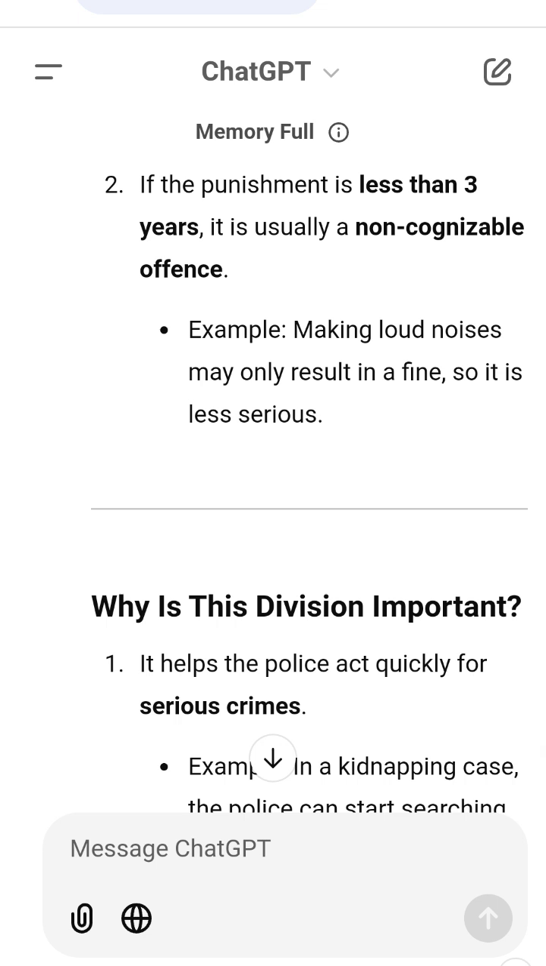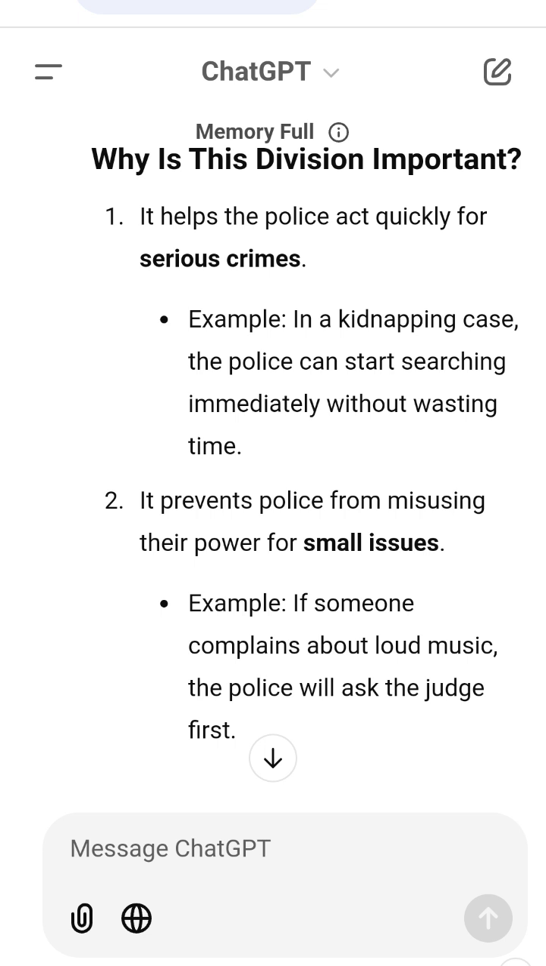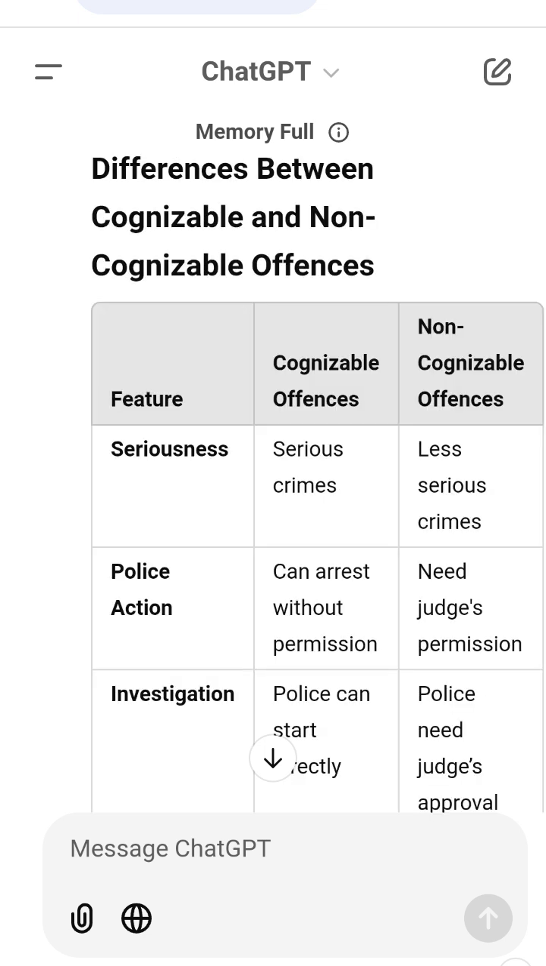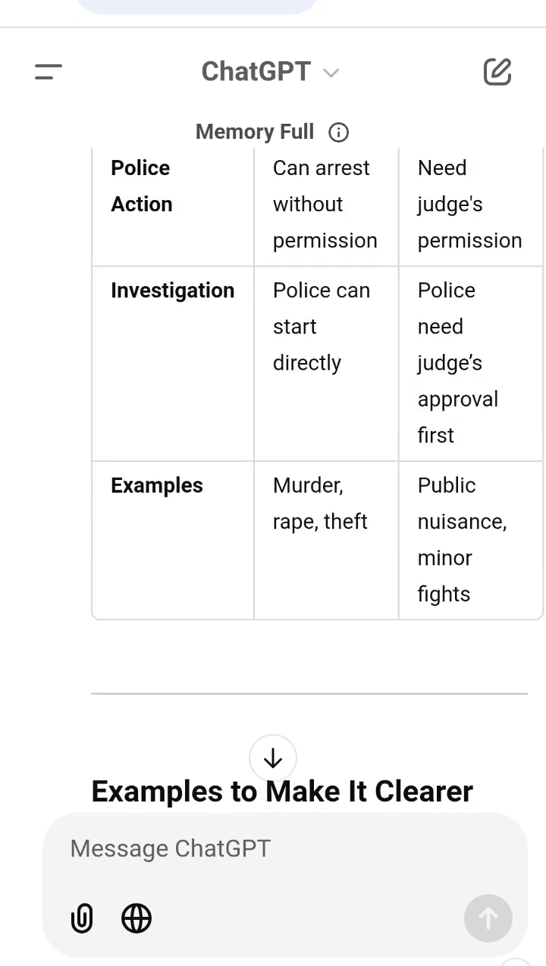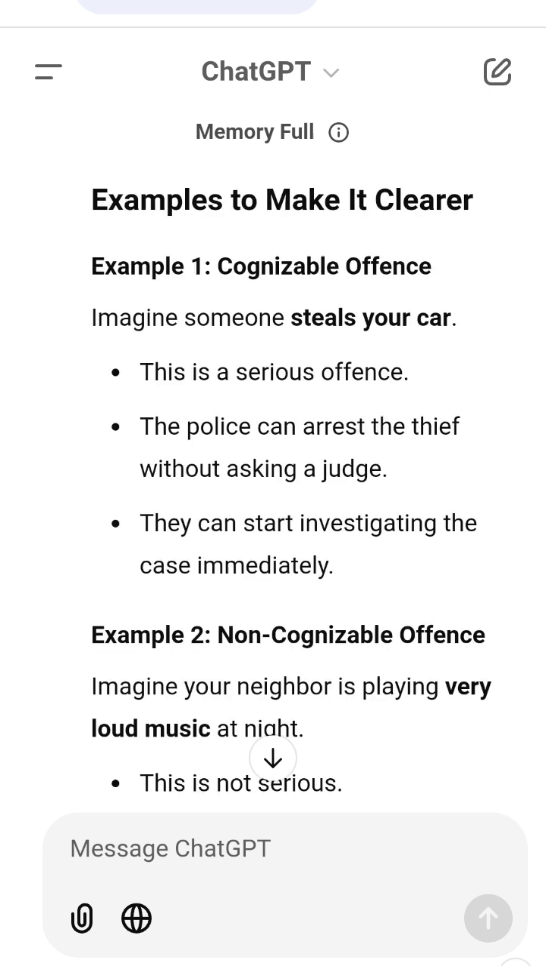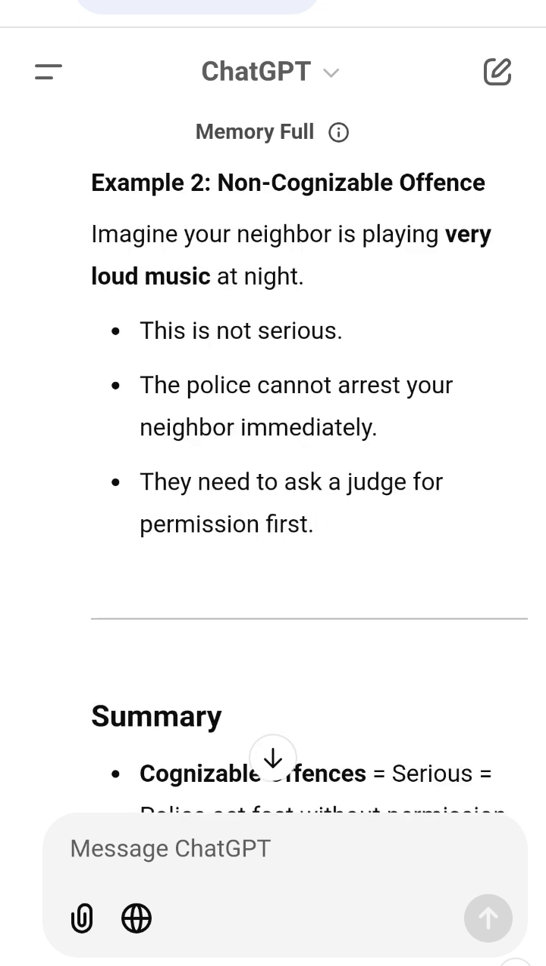Cognizable offence. Imagine someone steals your car. This is a serious offence. The police can arrest the thief without asking a judge. They can start investigating the case immediately. Example 2. Non-cognizable offence. Imagine your neighbour is playing very loud music at night. This is not serious. The police cannot arrest your neighbour immediately. They need to ask a judge for permission first.